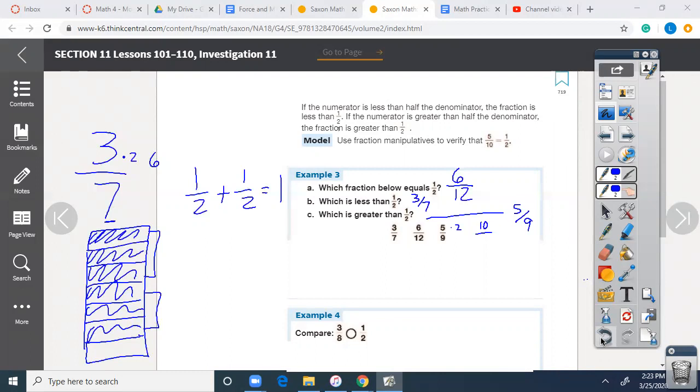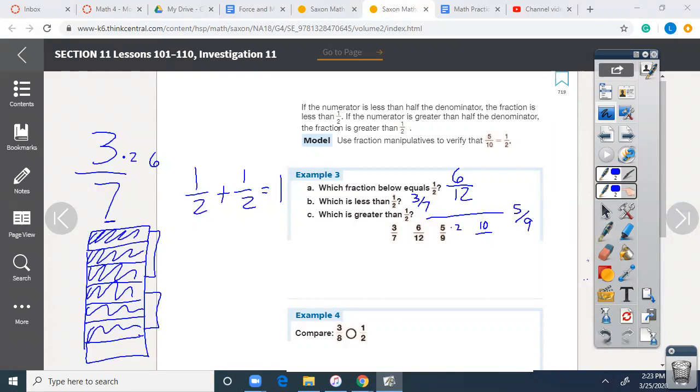So for this next one, you can write notes if you need to, but I really want you to pay attention to what I'm saying because these are the tricky ones. Example number 4. We are comparing 3/8 and 1/2. We need to figure out if 3/8 is bigger than 1/2 or less than 1/2. Okay, we're going to do it the same way.